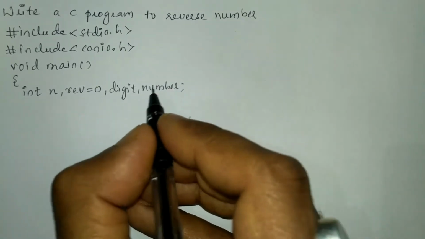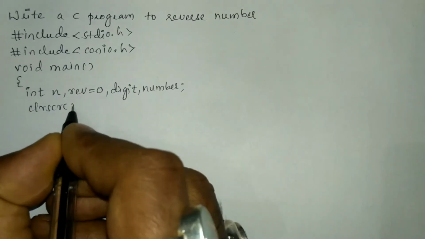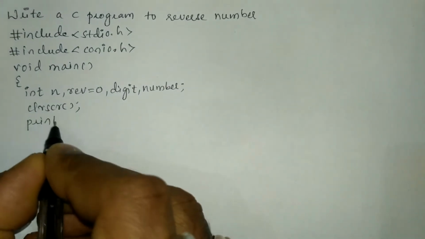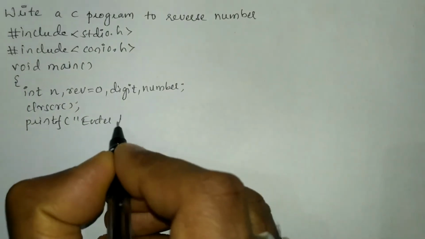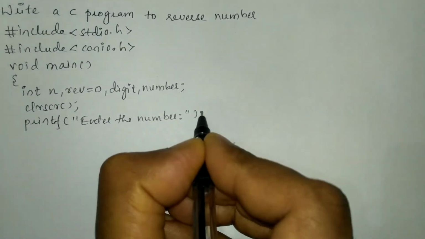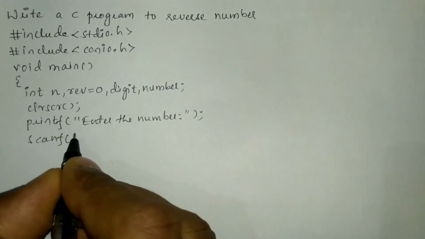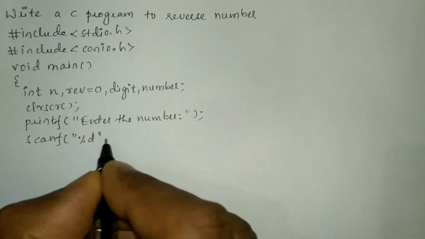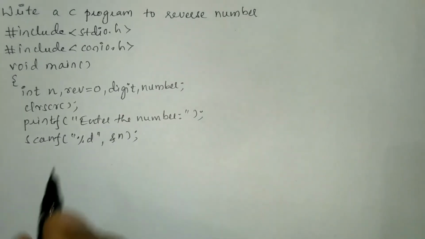the original number intact. Next we'll write the clrscr function, which is used to clear the screen, and now we'll ask the user to enter the number using a printf statement. In double quotation marks I'm going to write "enter the number". So end the double quotation mark and put a semicolon, and we're going to receive the response from the user through the keyboard using a scanf statement. In double quotation marks we'll write %d, end the double quotation mark, put a comma, ampersand of n and put a semicolon.